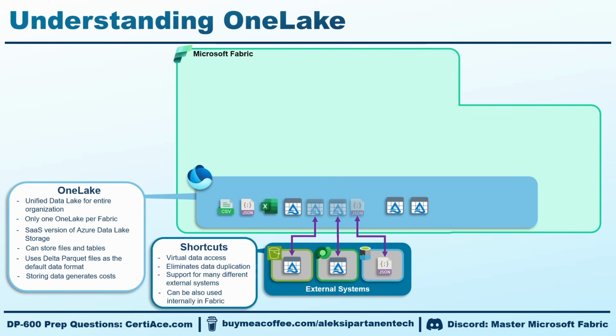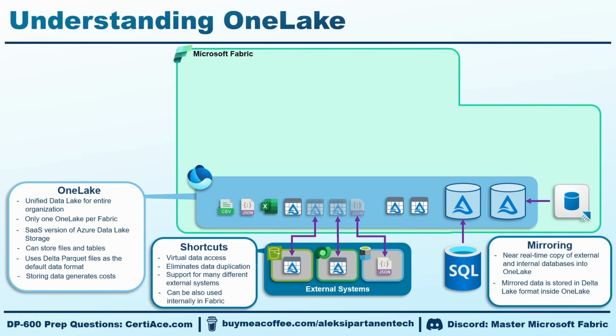Then we have another convenient way of bringing data to OneLake without building data pipelines, and this way is called mirroring. The basic concept of mirroring is to copy data near real time from a database into OneLake. Mirrored databases can be outside of Fabric, like for example Azure or on-prem SQL Server databases, or one of the Fabric's internal databases like KQL database or SQL database. Typically, this mirroring happens in incremental fashion so that changes that are happening in the source database are then reflected in the mirrored database in Fabric.